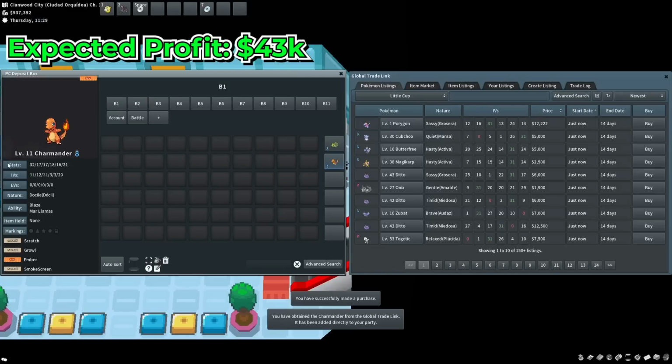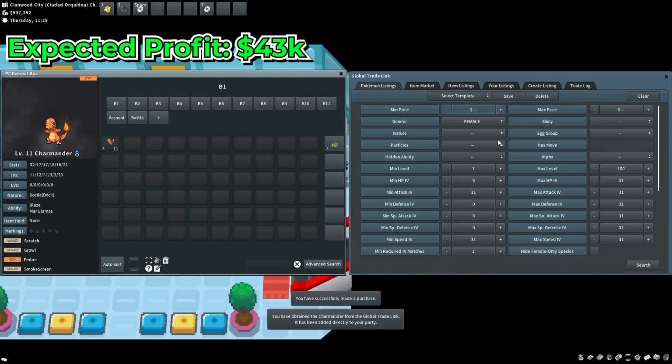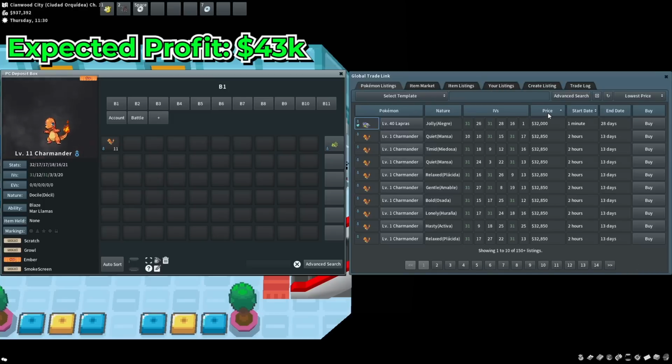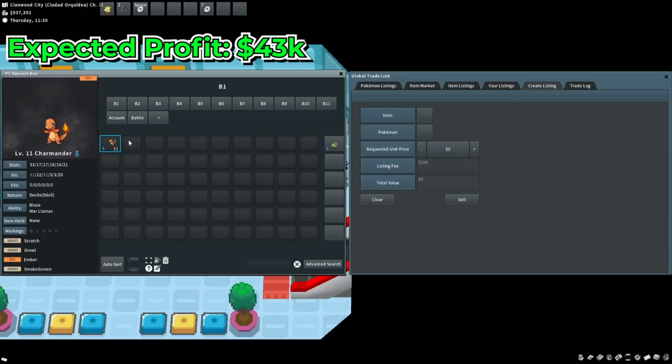Another male, 2 times 31 for 18k. This one is Charmander, but it is in the monster egg group, and we'll price check it like this: 31 in HP and at least one of its defenses. And if we put it like this, we can see that it goes for around 32k, so we'll be pricing ours at 32k.